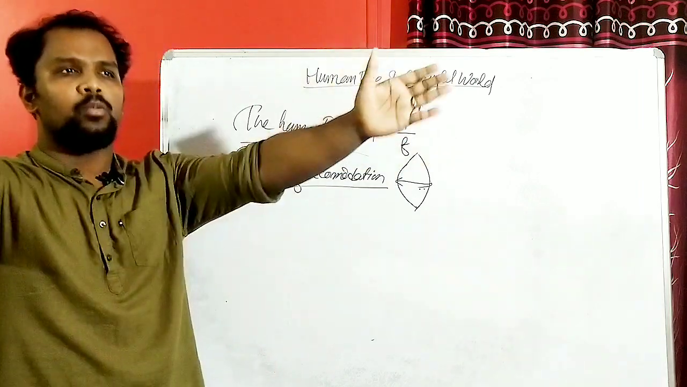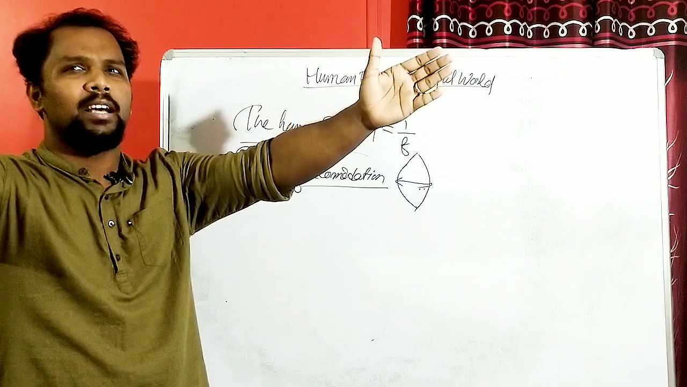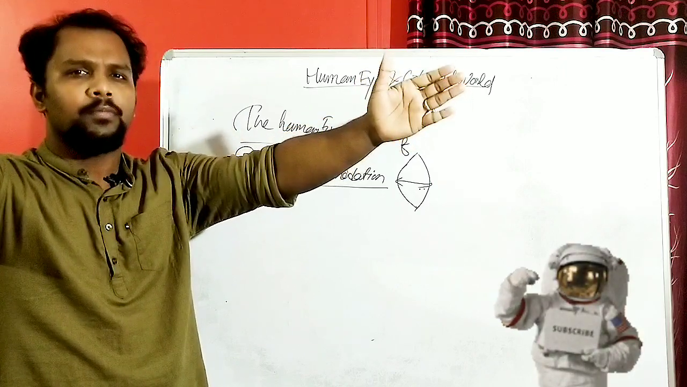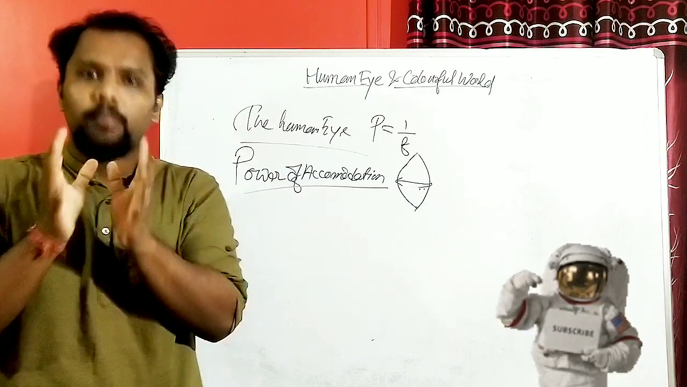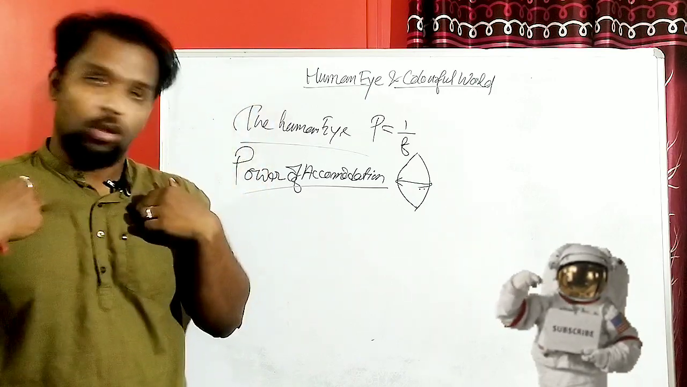That means what? How much will this angle be? It is almost 100 degrees, right? This amount of angle is 100 degrees. That means what can you say? To get a distinct image, according to me, this is a practical thing.